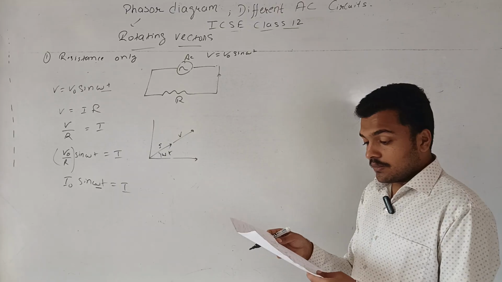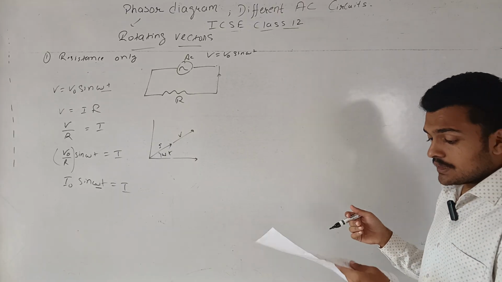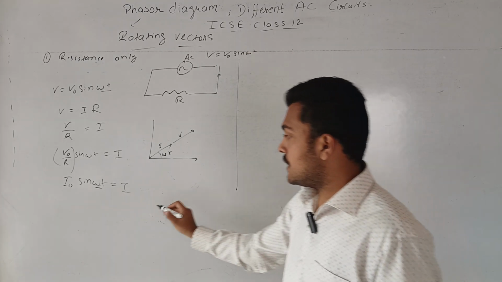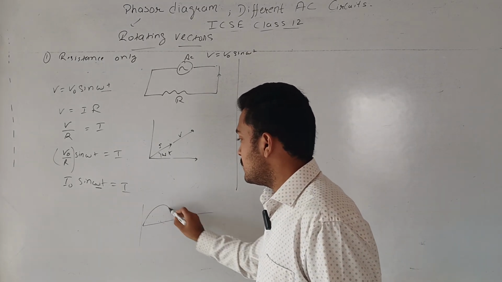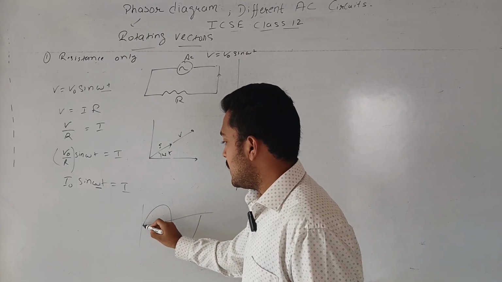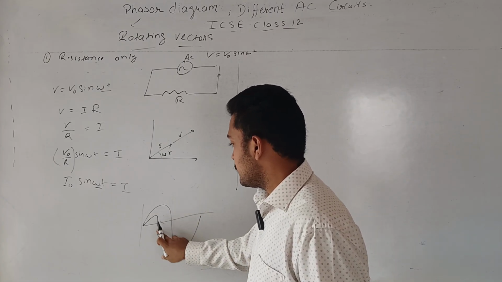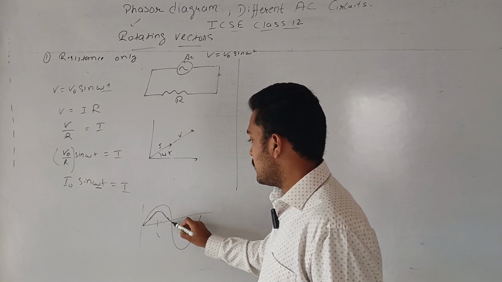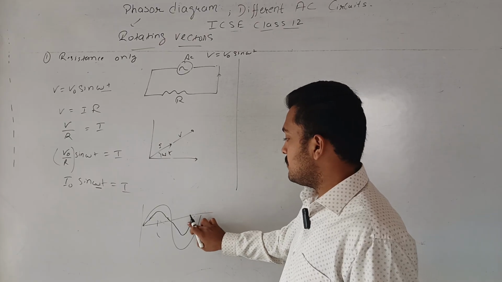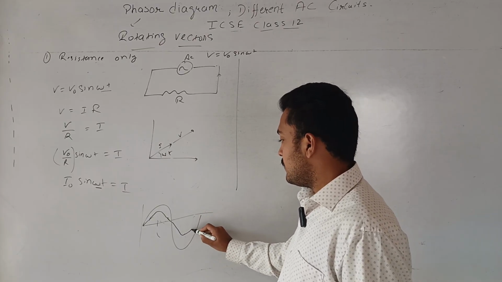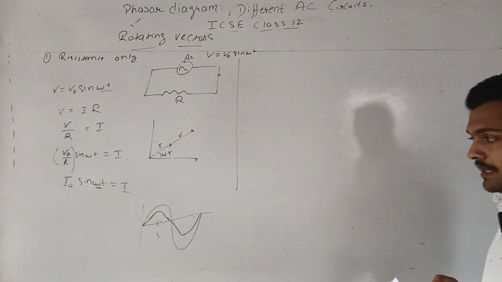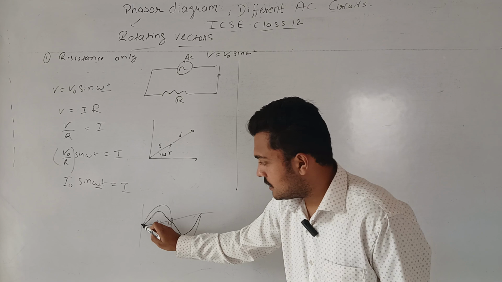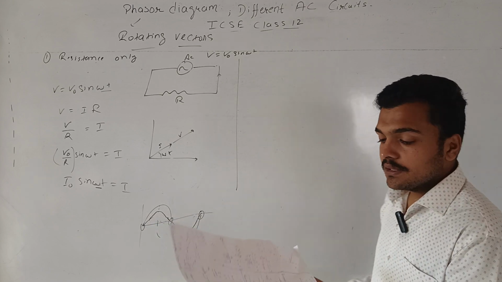Second, we'll study the inductance only circuit. Here both current and potential are reaching the maximum value at the same time. If this is the potential and this is the current, both will reach their maximum and minimum values at the same time. The peaks are at the same point and the minimum values are also at the same time.